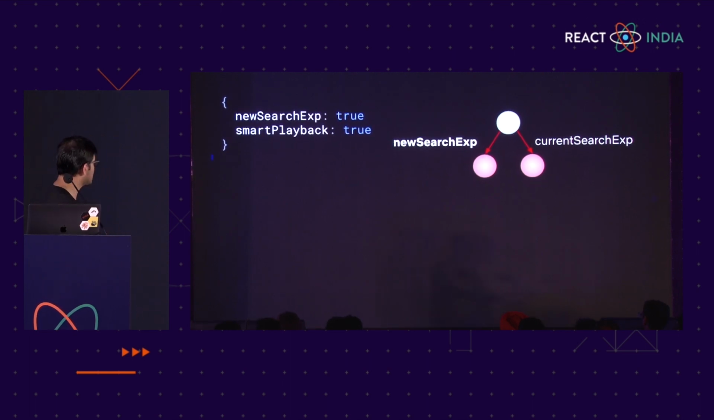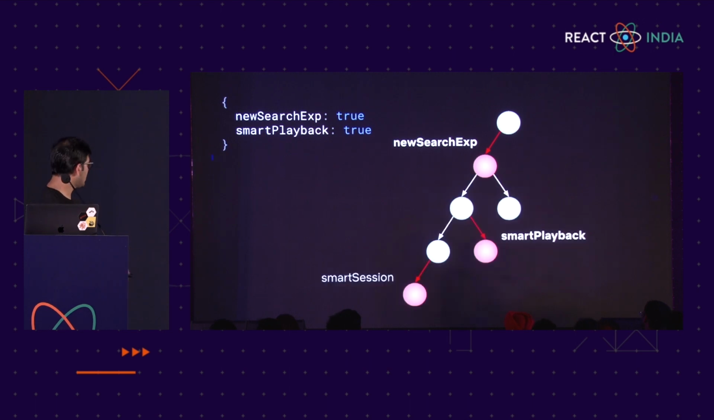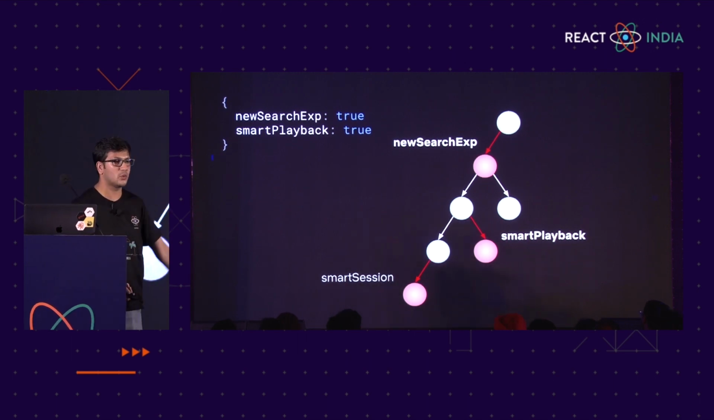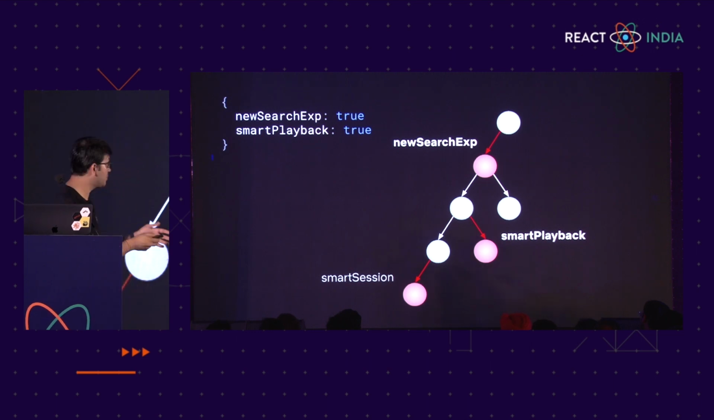It says new search experience is true. We keep walking down that path, and then we again stop at the next set of conditional edges. At this moment, you see that smart playback is true, so we include that, while we just ignore smart session. So at the end of this traversal, we've just taken this graph and pruned it into what is required for that particular request.